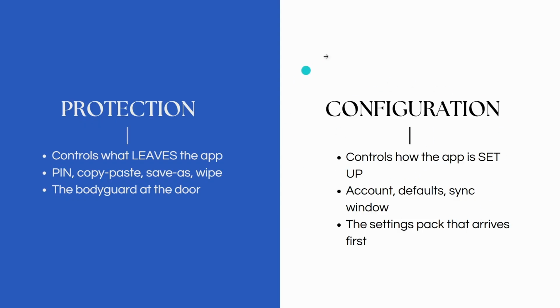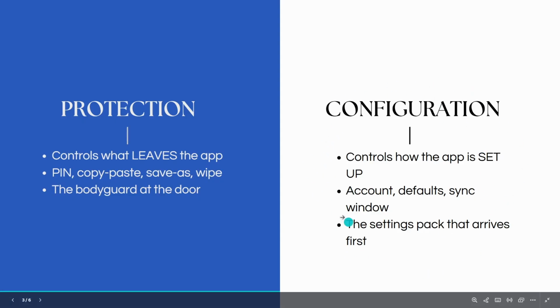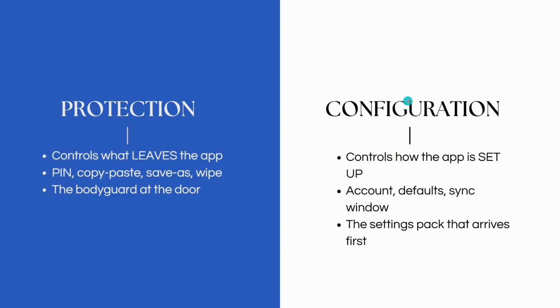An app configuration policy does not guard anything. It presets how the app behaves, for example, which account can sign in, what the default settings look like, how many days of email gets synced to the phone. Think of this as a setting pack that arrives on the device before the user even opens this application.